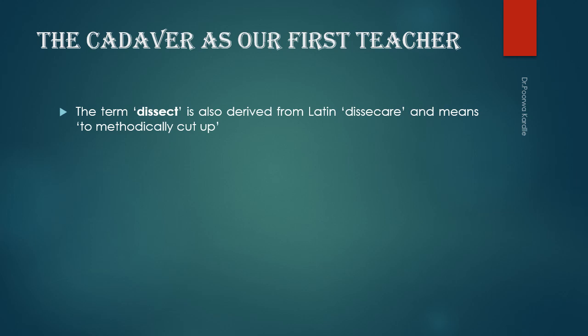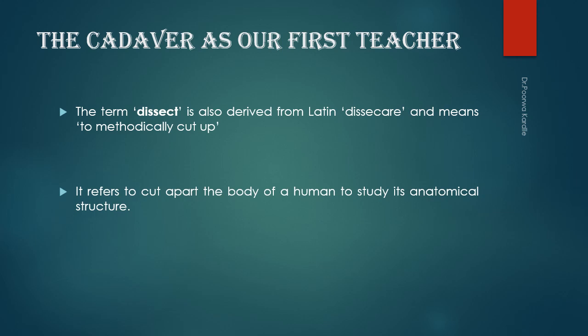So what is the difference between simply cutting up and doing dissection? For dissection purpose, we use dissection manuals, which provide us instructions on how to methodically cut up the dead human body to identify the anatomical structures, to see its relations and variations if any. Thus, the term dissect refers to cut apart the body of a human to study its anatomical structure.